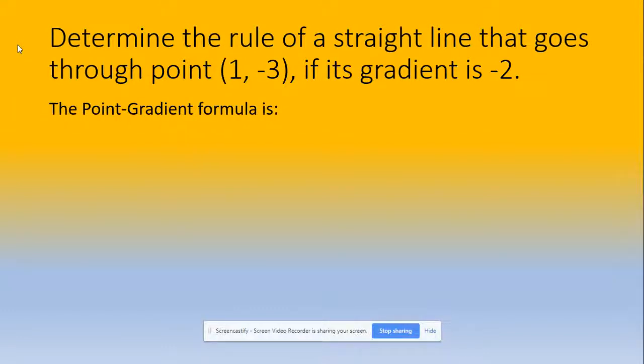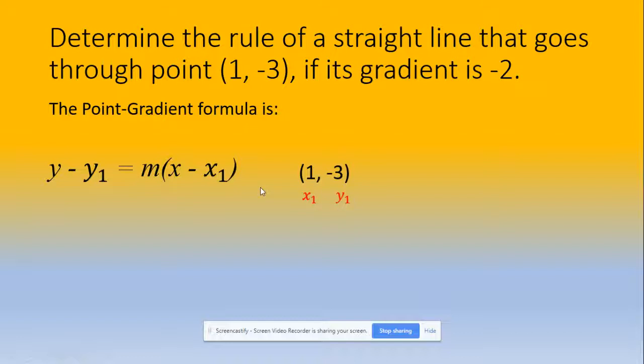Now this is the formula that you use. So make sure you write this down. It's y take y1 is equal to m, which you know is your gradient, in brackets x take x1. What you do is you take your coordinates and you sort them: your x will be x1 and your y will be -3. So you know that that's your x and your x1. So now you've got all your information.